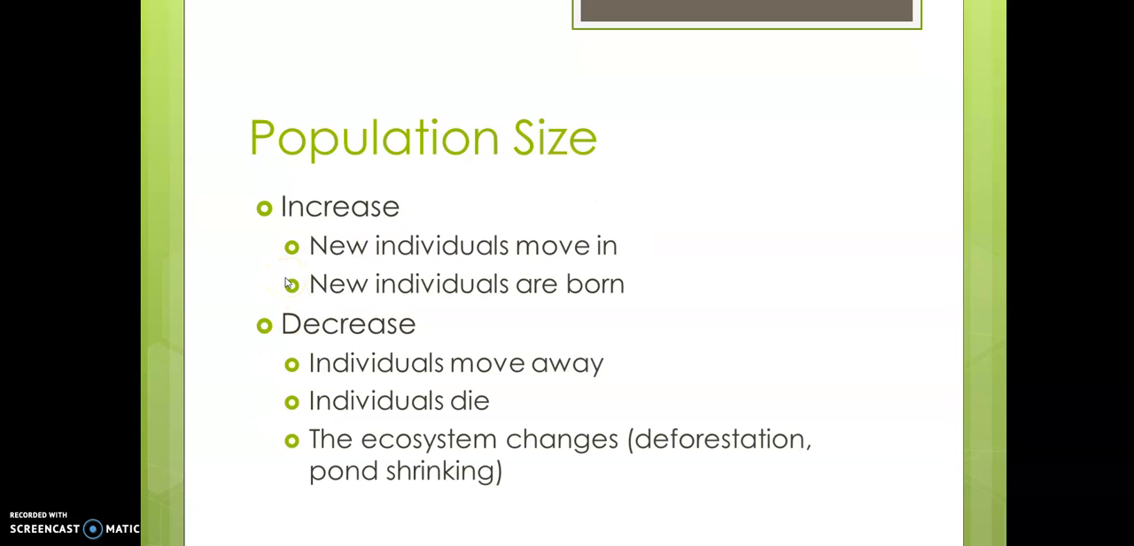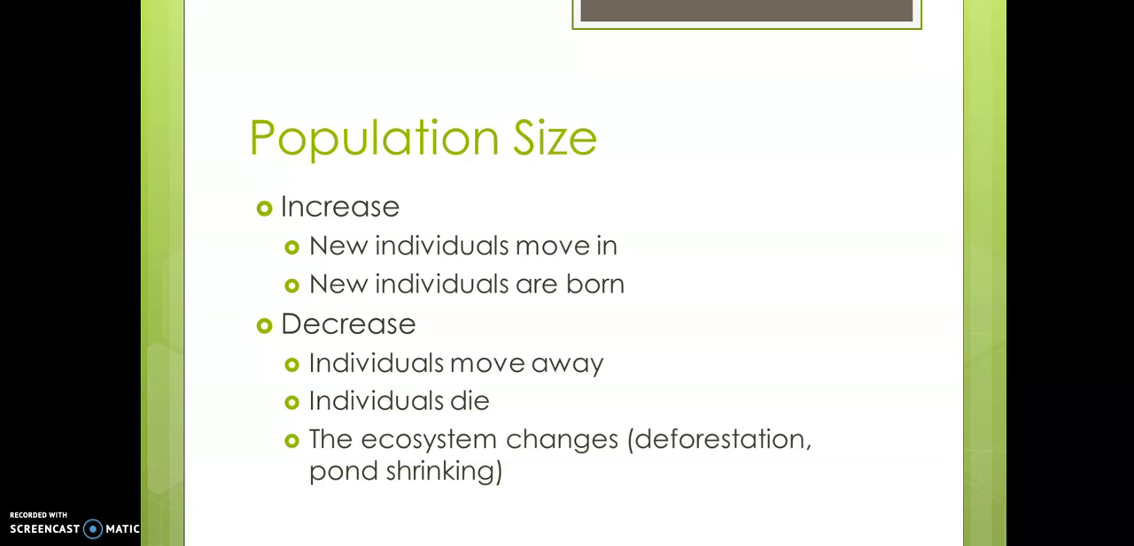Population size can increase or decrease. Examples of population size increasing are when individuals move into an area and join the population that's already there, or more individuals are born. Population size can also decrease when individuals move away, individuals die, and the ecosystem changes. Although the ecosystem changing can also increase population size.